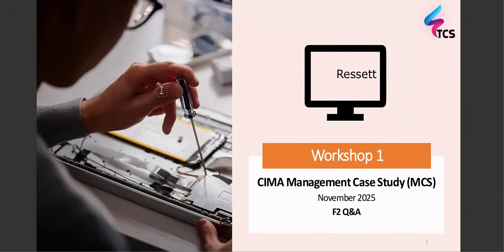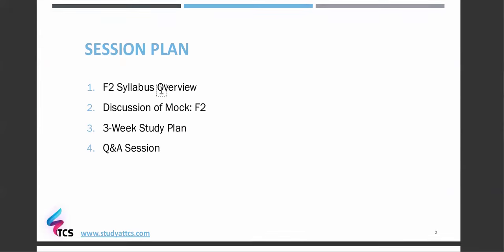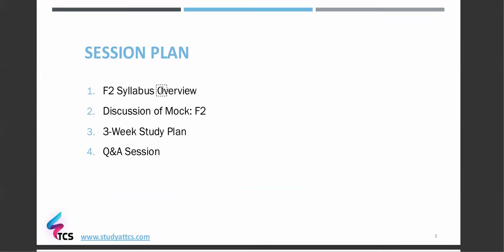You are with me, Jared, and in this workshop, I will be taking you through the F2 syllabus overview, followed by a discussion of an F2 mock exam task, which we refer to as masterclasses in our program. After that, we would look at a 3-week study plan for those who are yet to get started in preparation of the examination. And the session would finally include a Q&A session where you can raise any questions that relate to today's workshop or anything in general in preparation of the examination.